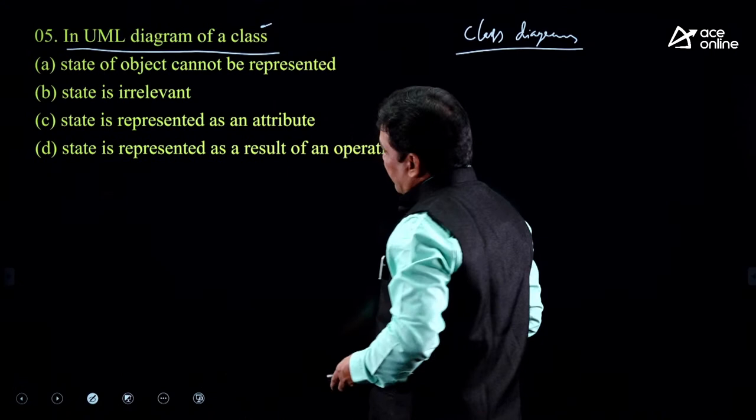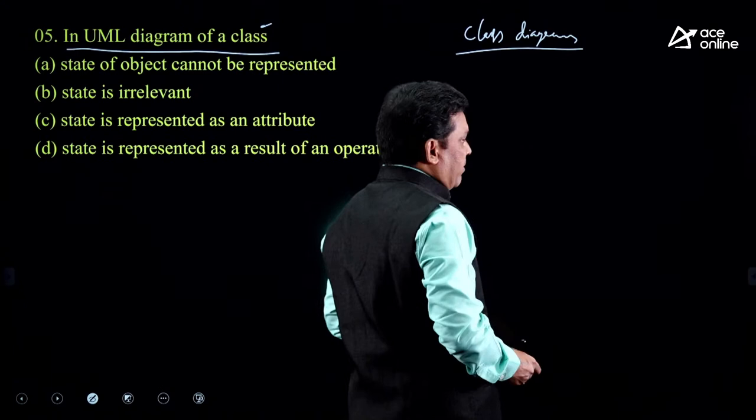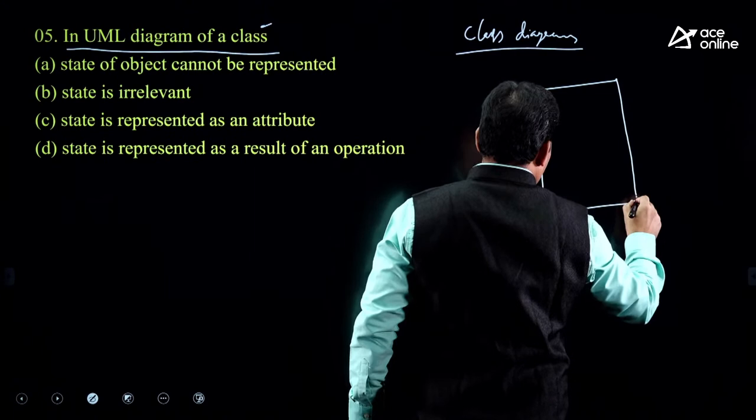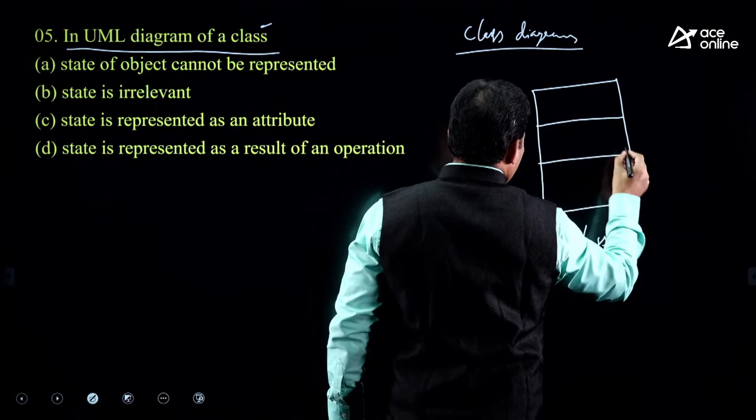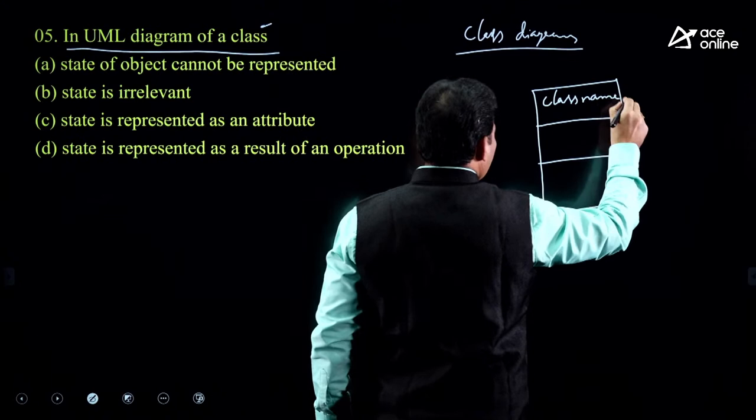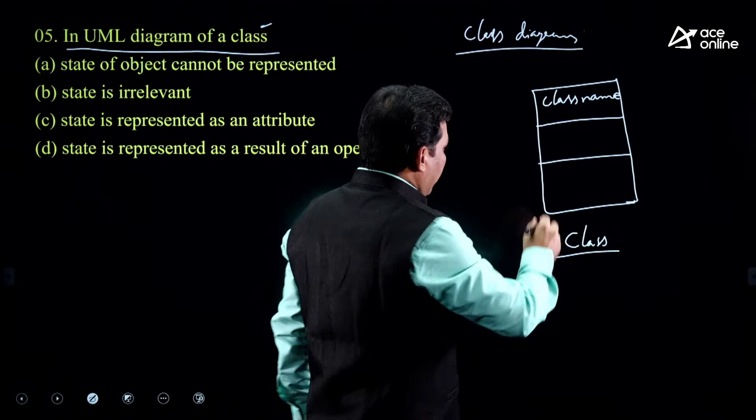Now see here. What is the graphical representation of a class in UML? A rectangle box. Any class consists of three compartments. So what is the first compartment? The first compartment consists of the class name. The second compartment consists of attributes.